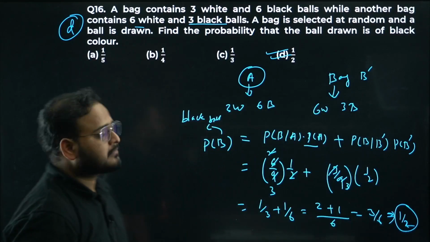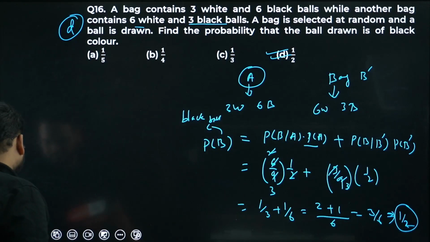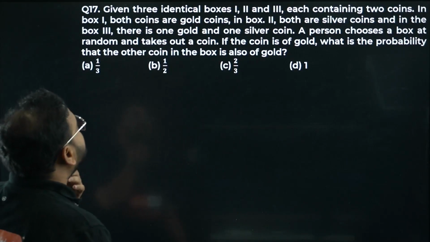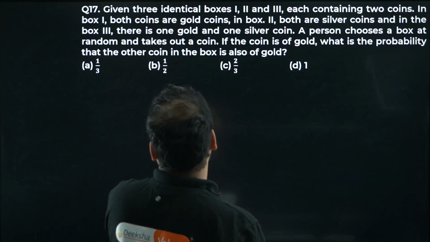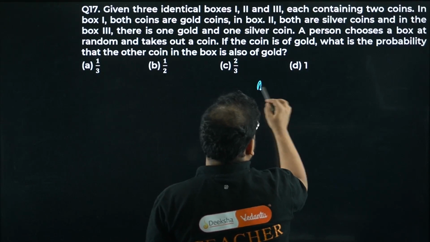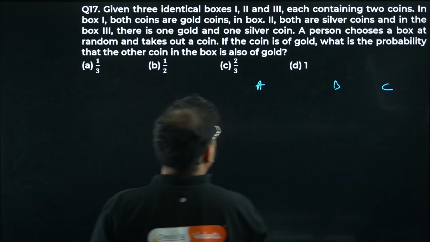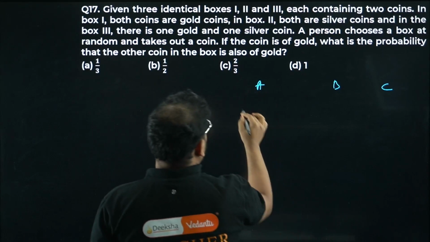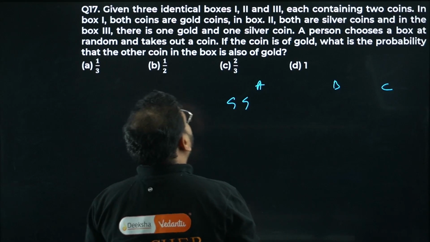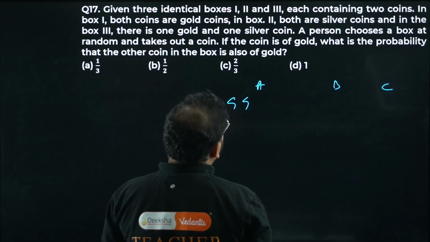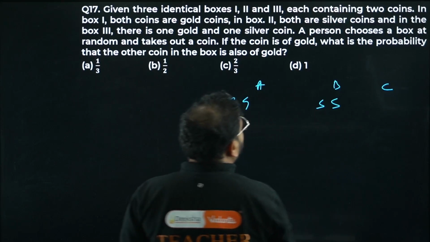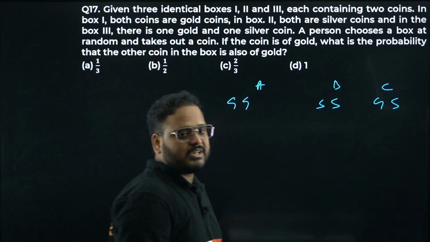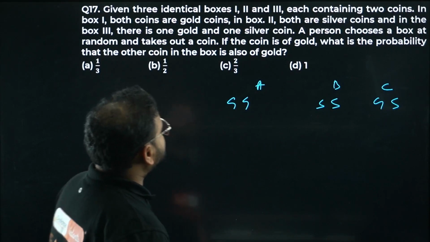17th question now. What it says: given 3 identical boxes, box 1, 2, 3, each containing 2 coins. Let's call these box A, box B, and box C. Box 1, both coins are gold, so GG. The second box is both silver, so SS, and the last is 1 gold and 1 silver, so GS.